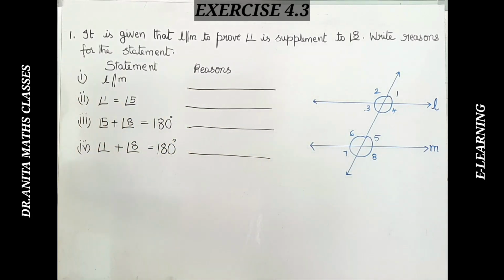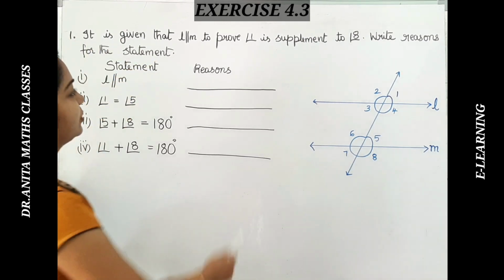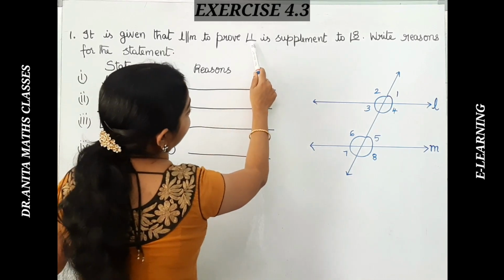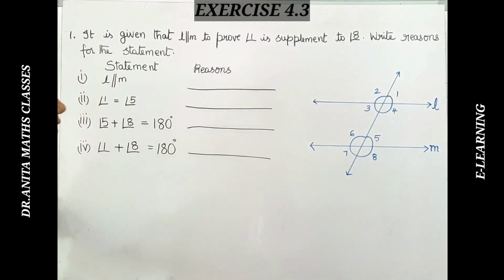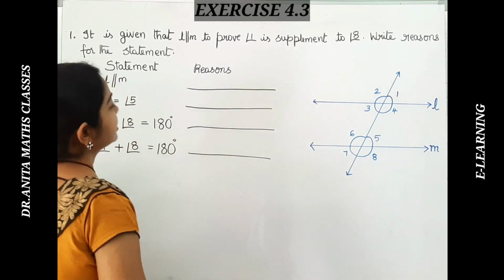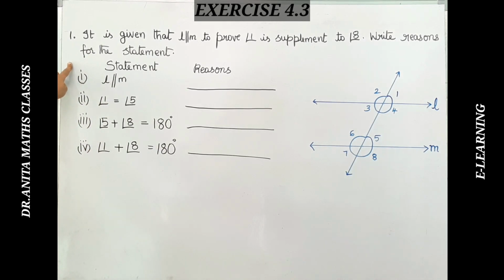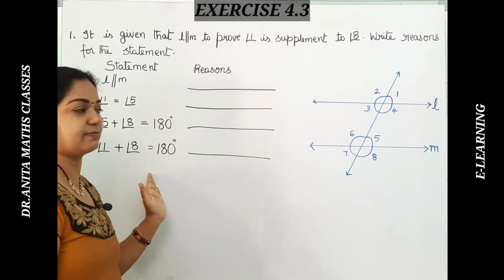Now here I have noted down the first problem of exercise 4.3, and the diagram is also given here. It is given that L is parallel to M. To prove: angle 1 is supplement to angle 8. Write the reasons for the statements. The statements are given below. We need to write the reasons for these statements.